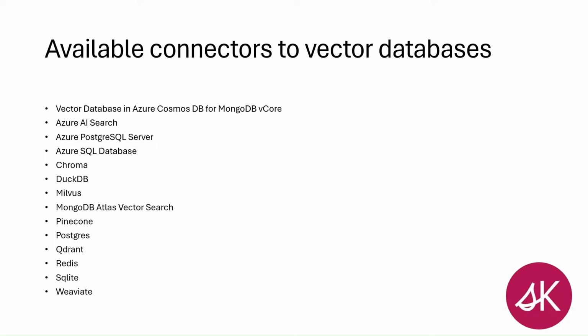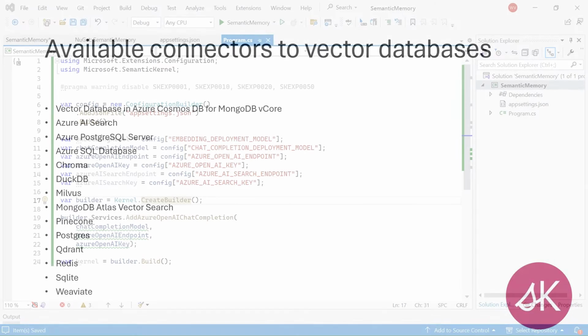Now today, Semantic Kernel offers a variety of connectors to vector databases that we can use to store and retrieve information. So in this demo, we're going to see how we can use the Semantic Kernel SDK to work with memories and then use Azure AI Search to store our embedding data so we can use that for our memories.